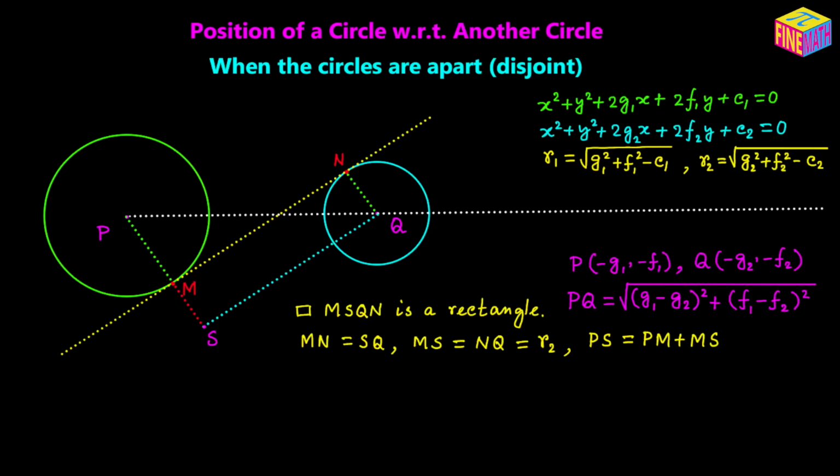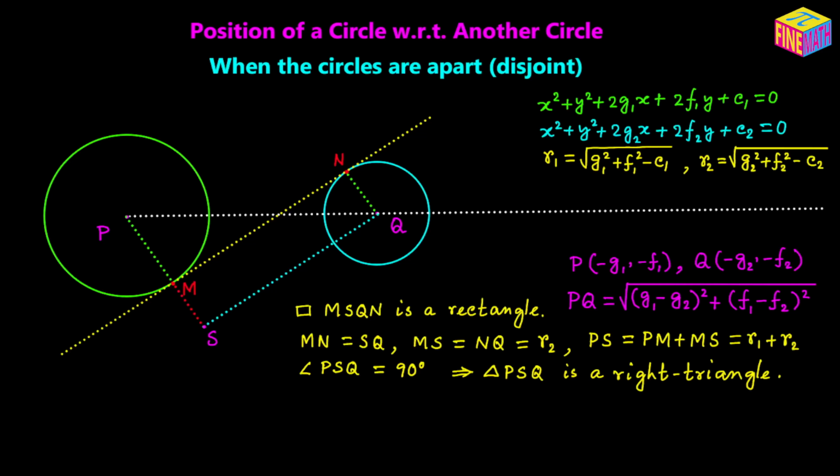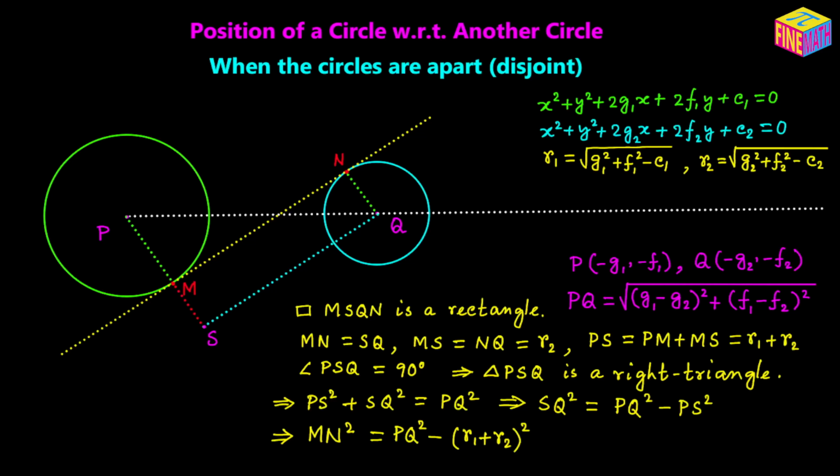Now PS is equal to PM plus MS, which is equal to R sub 1 plus R sub 2. Angle PSQ is equal to 90 degrees. That means triangle PSQ is a right triangle. And if we use Pythagoras theorem on the right triangle, we can say PS squared plus SQ squared is equal to PQ squared. And from here we can say SQ squared is equal to PQ squared minus PS squared. And then in place of SQ we can write MN. So MN squared is equal to PQ squared minus (R sub 1 plus R sub 2) whole squared.